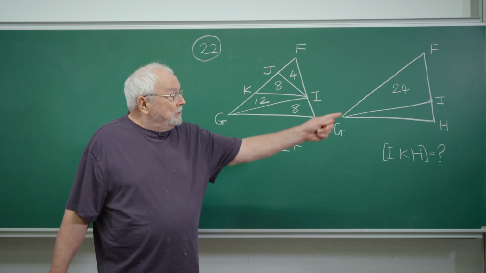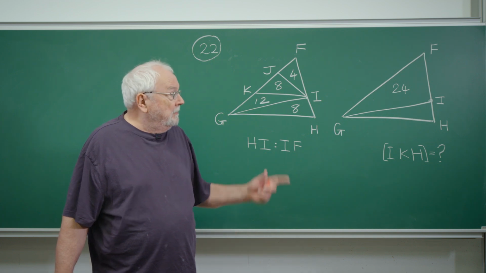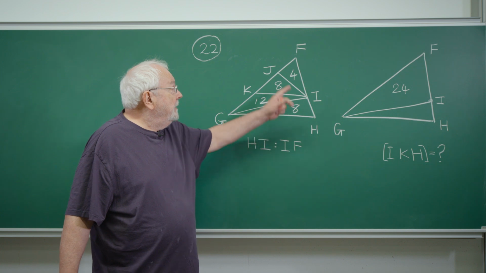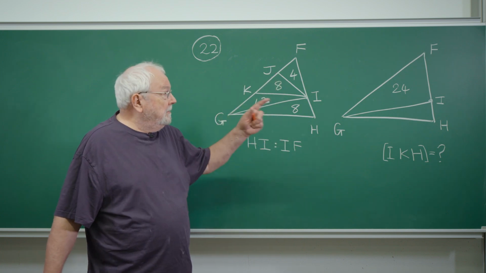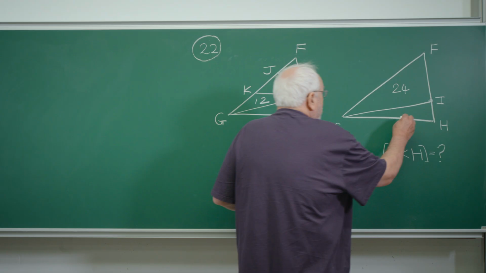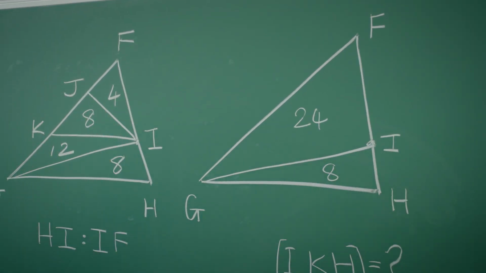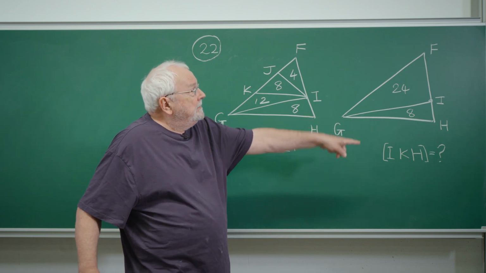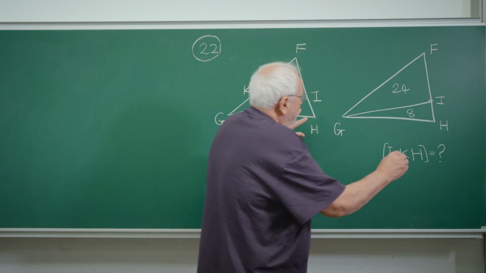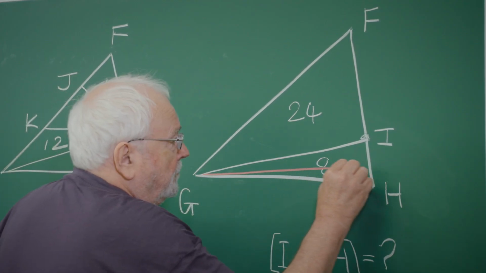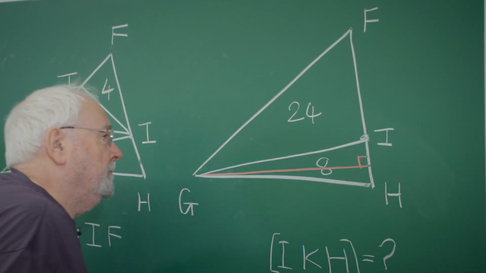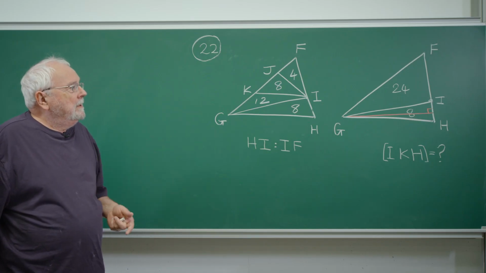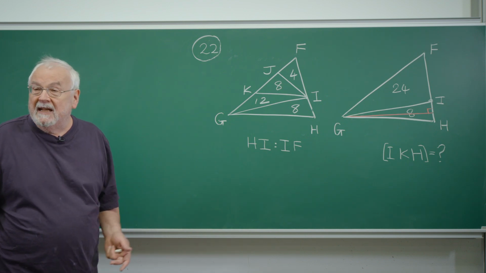So I'm going to look at the right-hand diagram, a sort of simplified version of the original diagram. The top triangle, GIF, its area is going to be the sum of these areas, that's going to be 24, and this area down here is still going to be 8. I'm going to drop a perpendicular from the point G to the line FH. So I'm going to regard the line FH as being where the bases live.